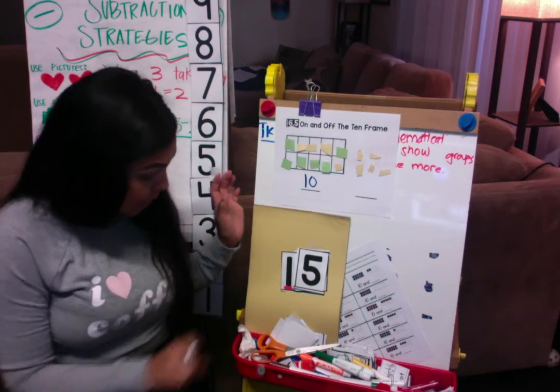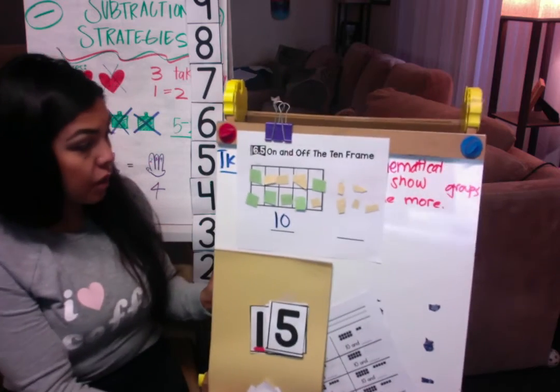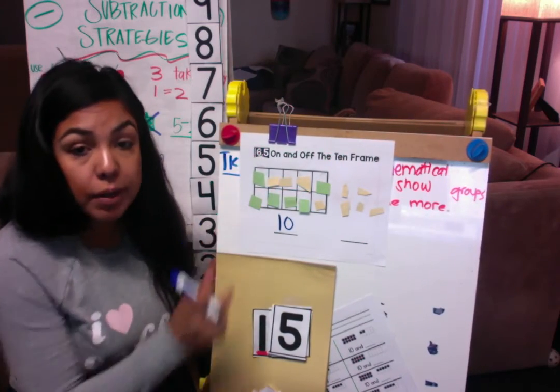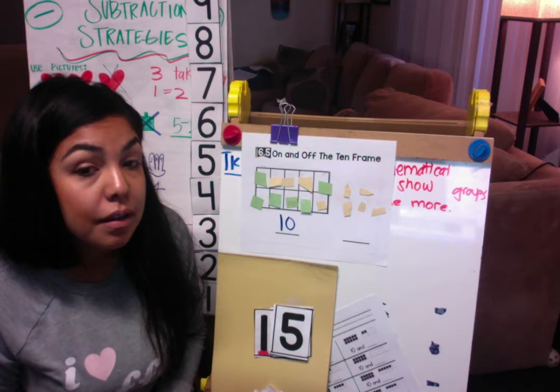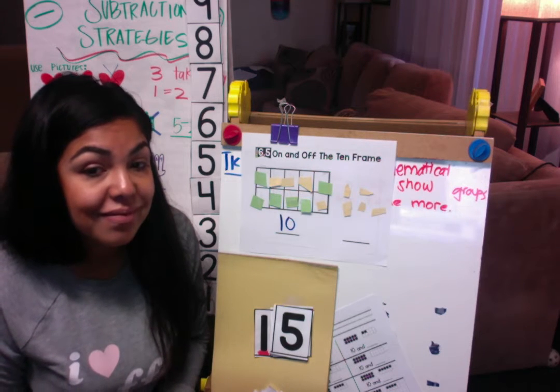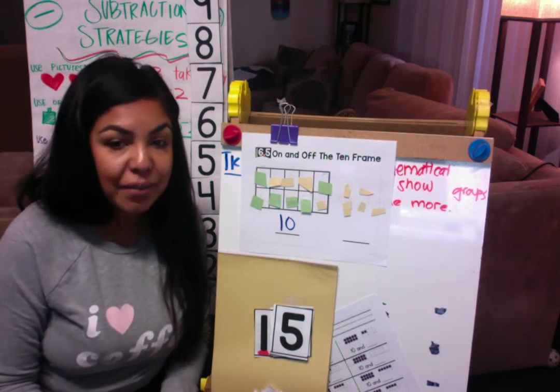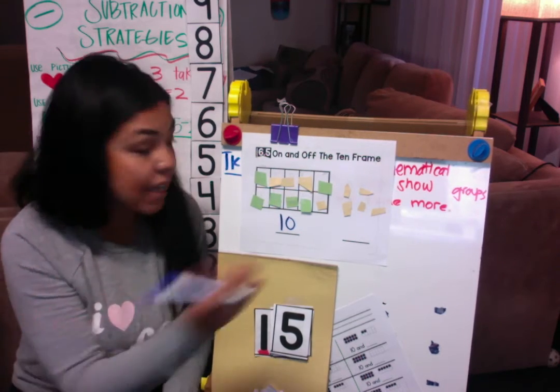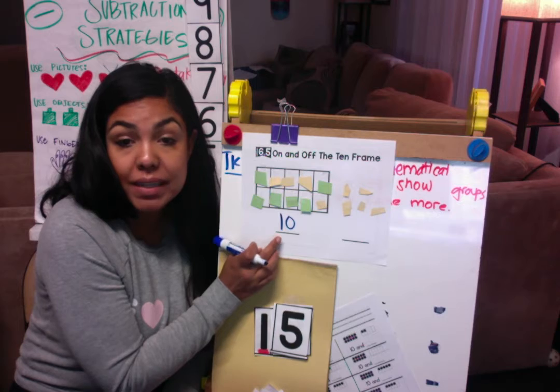Why am I going to write 10, Anna? Why did I write 10 under my 10 frame? Because it's 10. Good job, Isabella. Very good, because I know that I have 10. So I wrote 10 under my 10 frame.